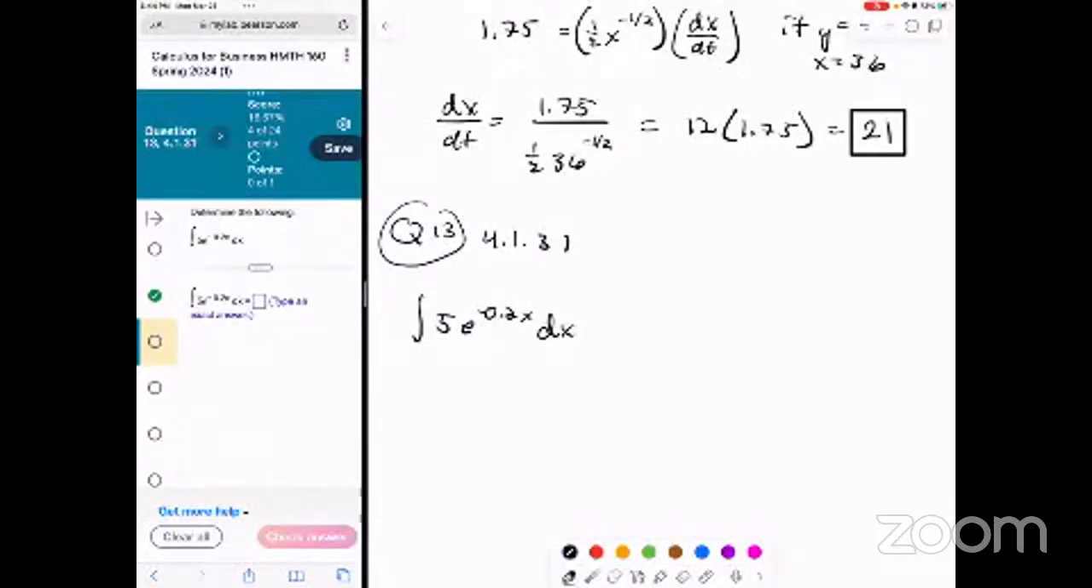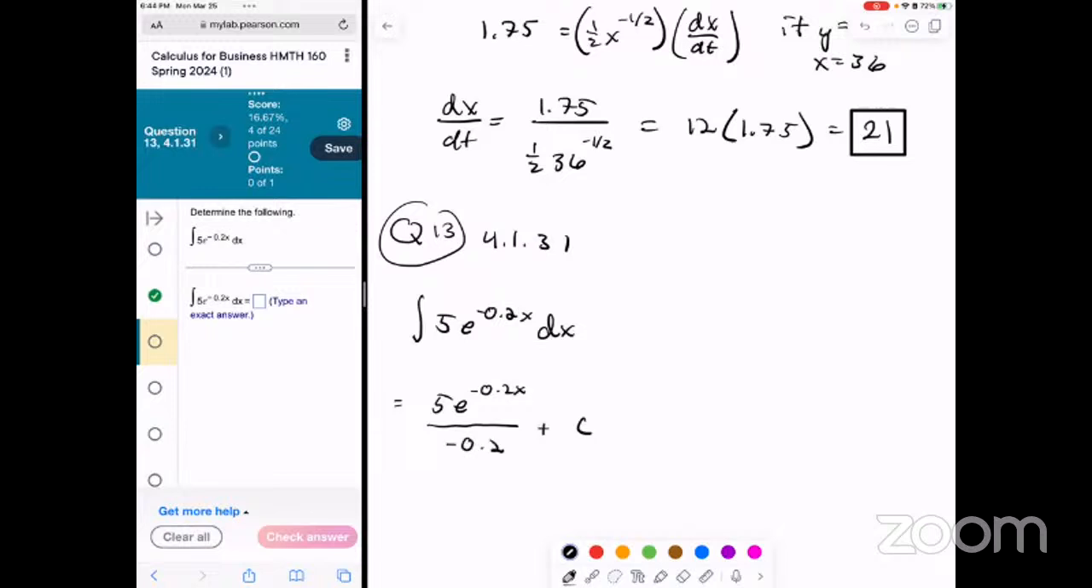Okay. So with e, we were saying it's its own integral, so it's going to be like 5e to the negative 0.2x. But then we got to divide by that a, so divide it by negative 0.2 plus some constant of integration. Type in exact answer. I'm going to type it like this. If it marks it wrong, I'm going to shift some things around.